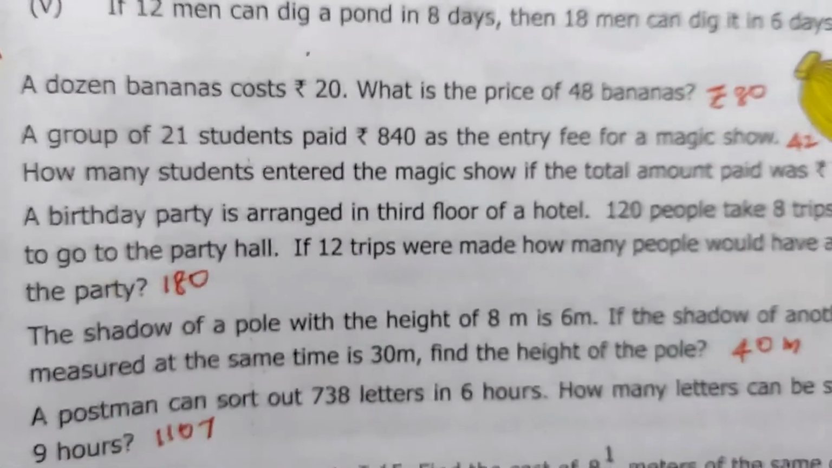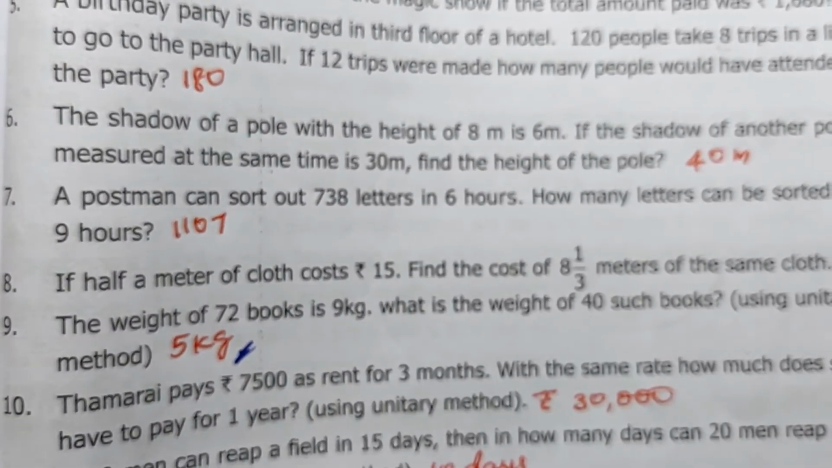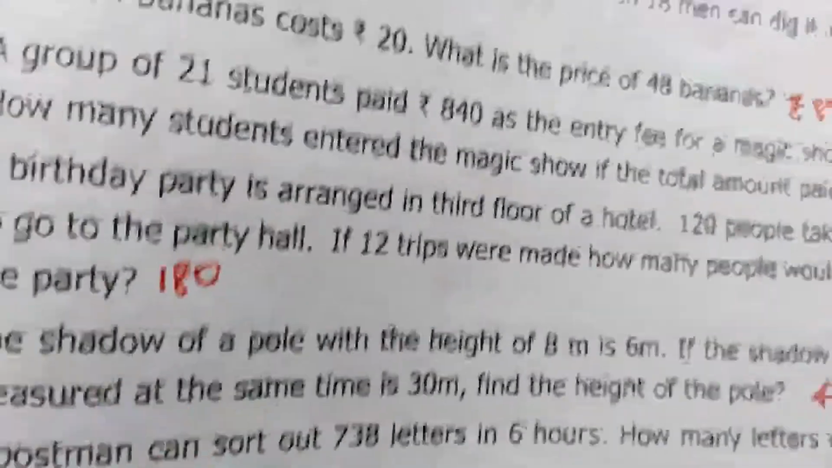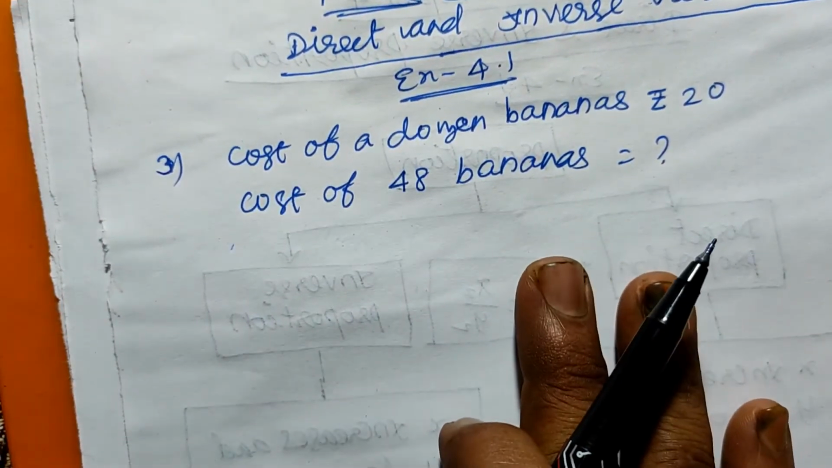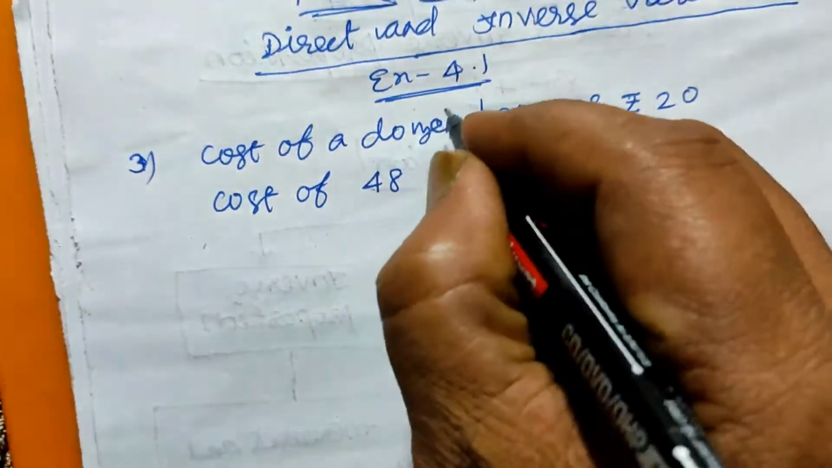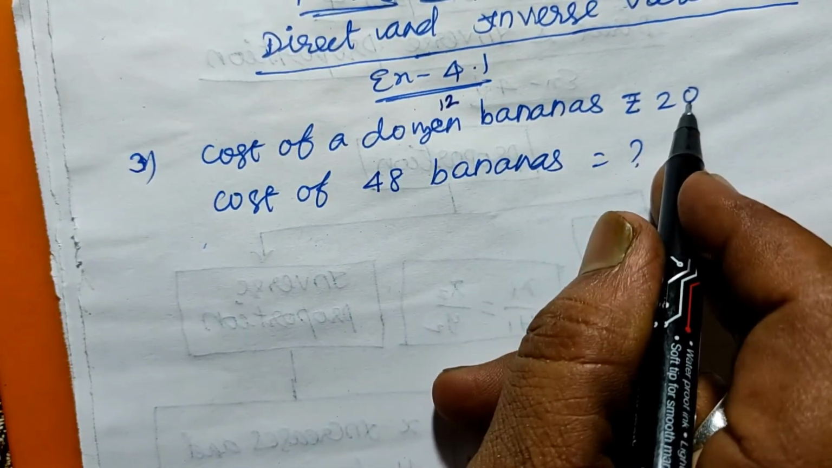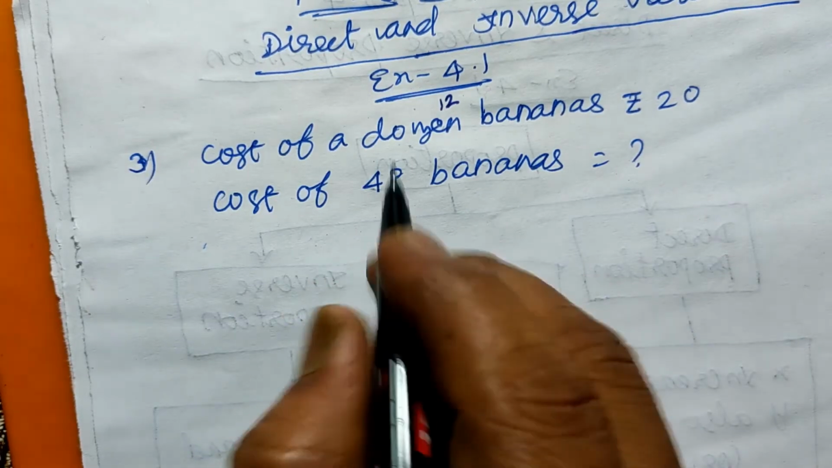Next is the exercise page. See the sums. Today we are discussing up to the ninth sum. Now we go to the third sum. A dozen means how much? 12, right? A dozen bananas cost 20 rupees, and then 48 bananas, okay?